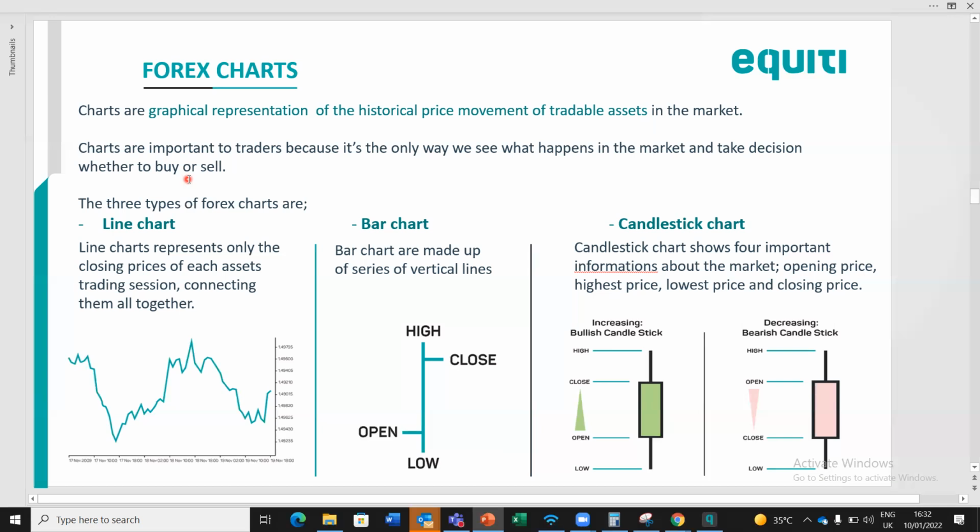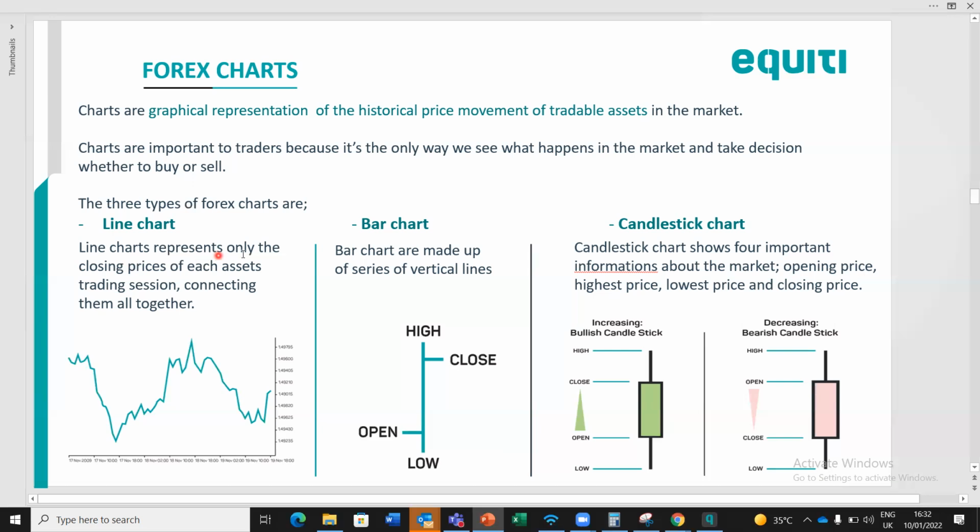Now, charts are important because it's the way we traders see what is happening in the market. We see where the prices are coming from and where they are possibly going, and then we make the best decision whether to buy that asset or whether to sell that asset. Now, there are three types of forex charts that I'd like us to quickly look at. First is the line chart.